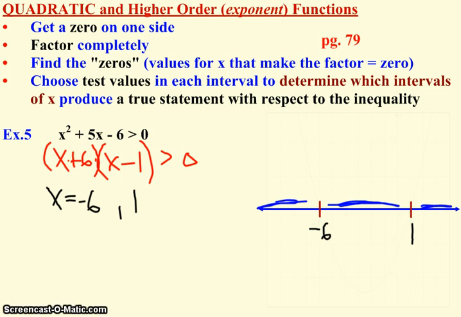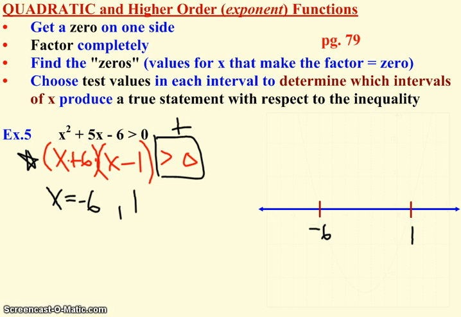Now, of those three areas, some of them represent solutions to the problem. What I'm concerned about is which values would produce a true statement. A true statement for us is what this is telling us: greater than 0 means positive. So any values of x that I choose, plugged into the inequality right in here, if they produce positive, they're true, and then that area is part of my solution set. So it's your job to pick.